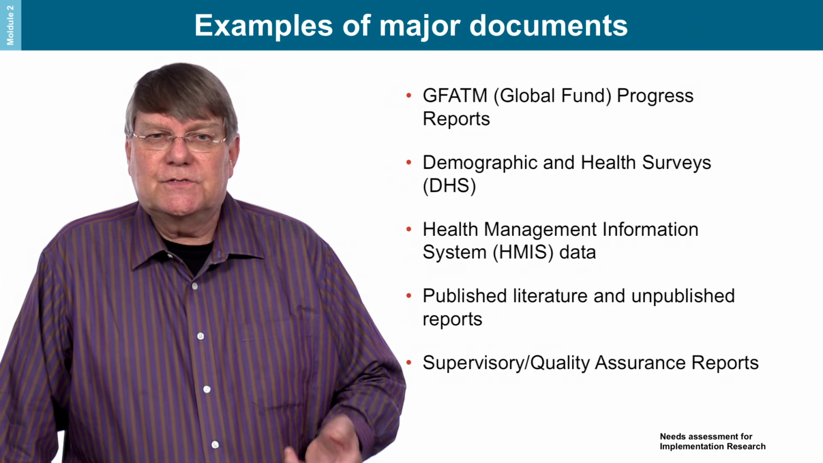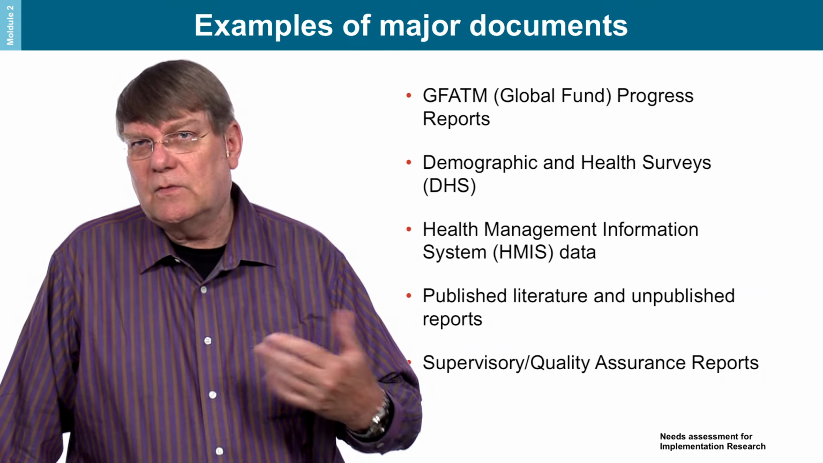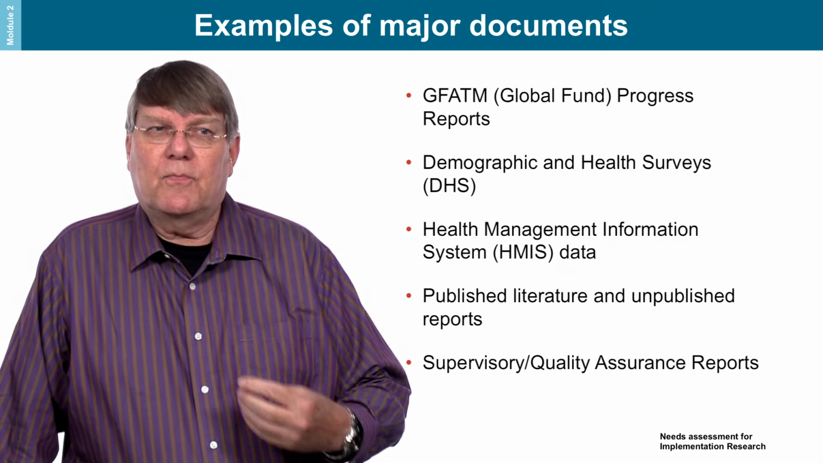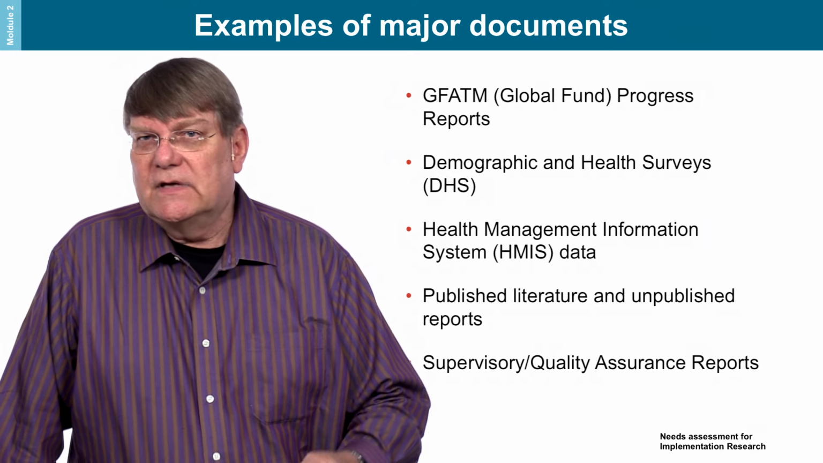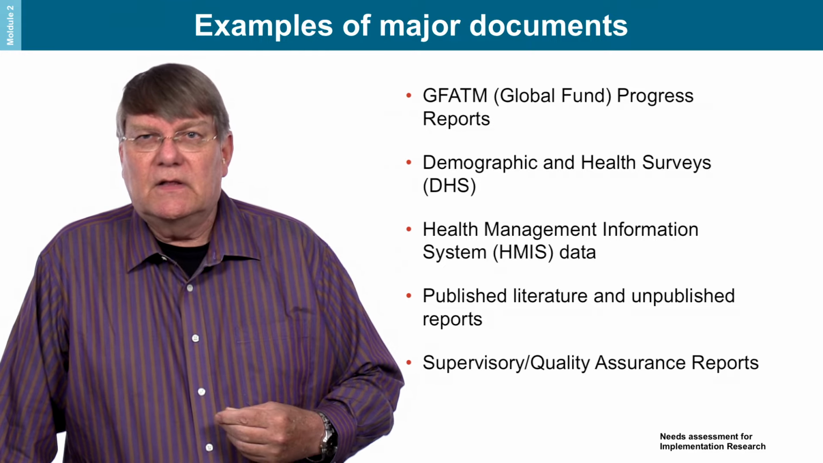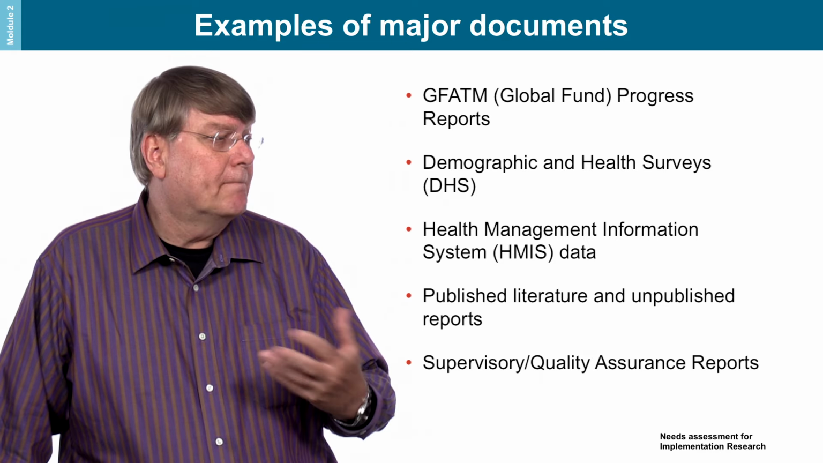Of those who registered, they want to say who received the intermittent preventive treatment 1, 2, 3 or more times. They want to record and report the number of women who were given an insecticide-treated bed net. So this is ongoing data that can help us understand whether we're achieving program goals or not.